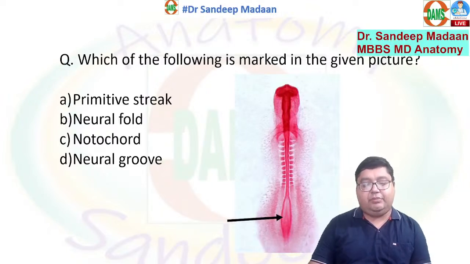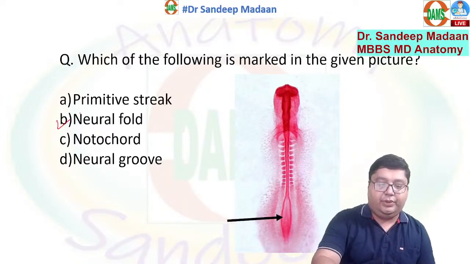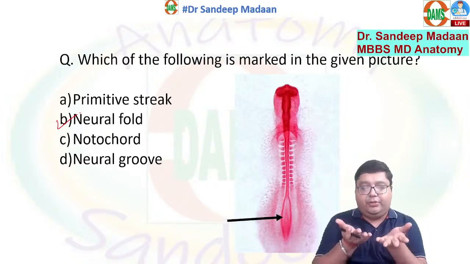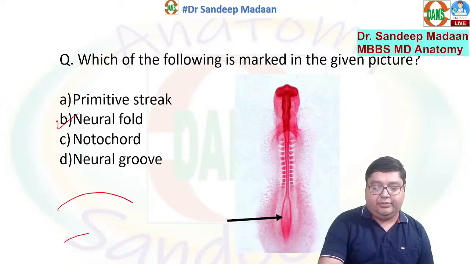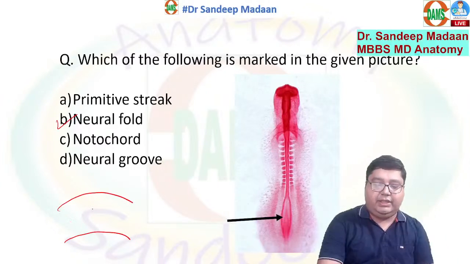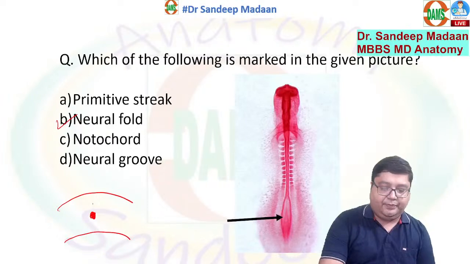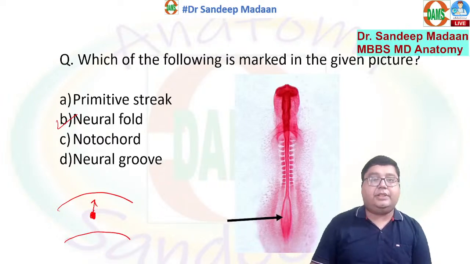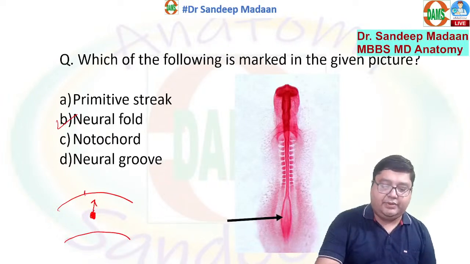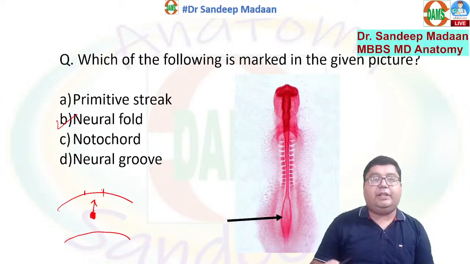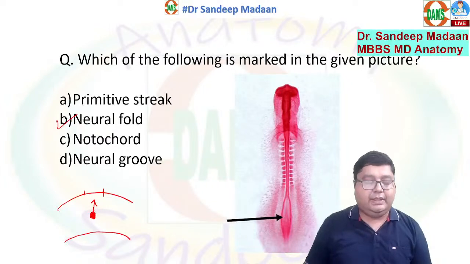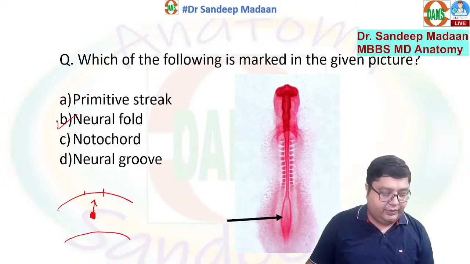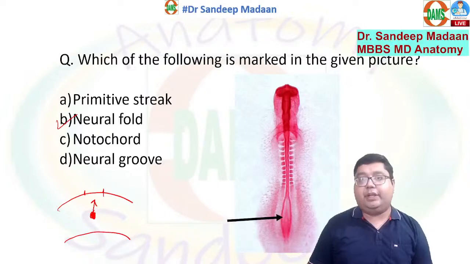But the structures which have been marked are the neural folds, because when neurulation is taking place, there is ectoderm over here, endoderm over here, and the mesoderm in between. And here we have the notochord. The notochord induces changes in the overlying ectoderm and it becomes the neural plate. The neural plate will start folding on itself, and that is called the neural folds. And the neural folds will meet and the neural tube will be formed and it will be separated.